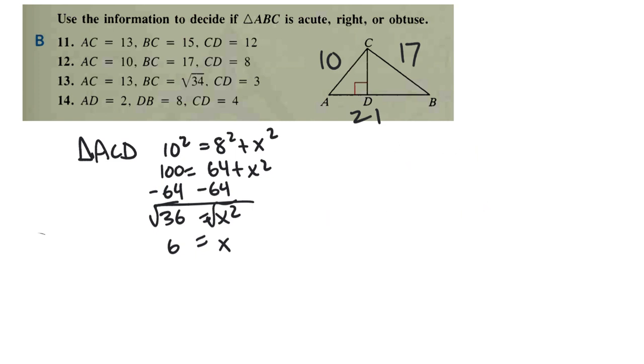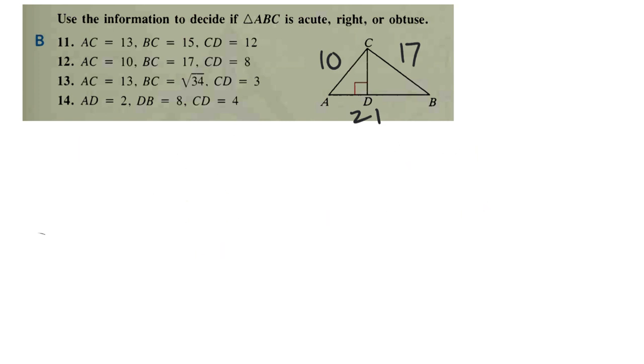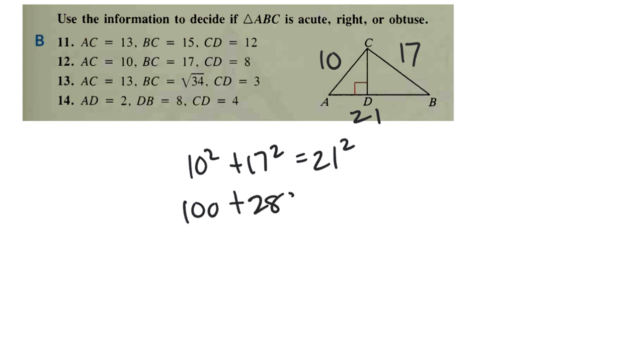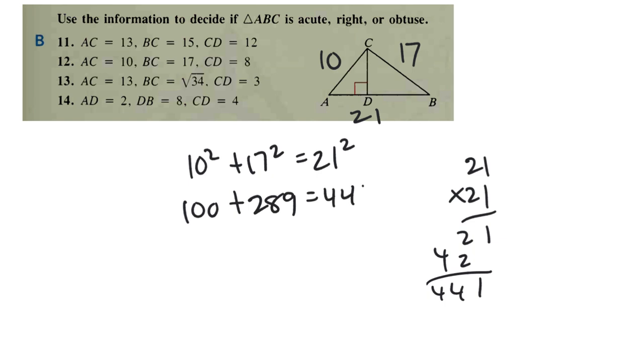So what I would do is just use the Pythagorean theorem. Is 10 squared plus 17 squared equal to 21 squared? That's 100, obviously. I know that 17 squared is 289. And 21 times 21? Oh, I can't remember. It's 400 something. 21 times 21 is 441.